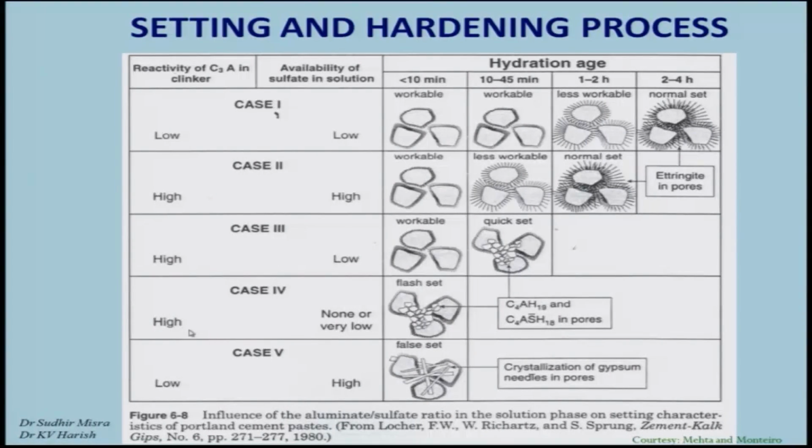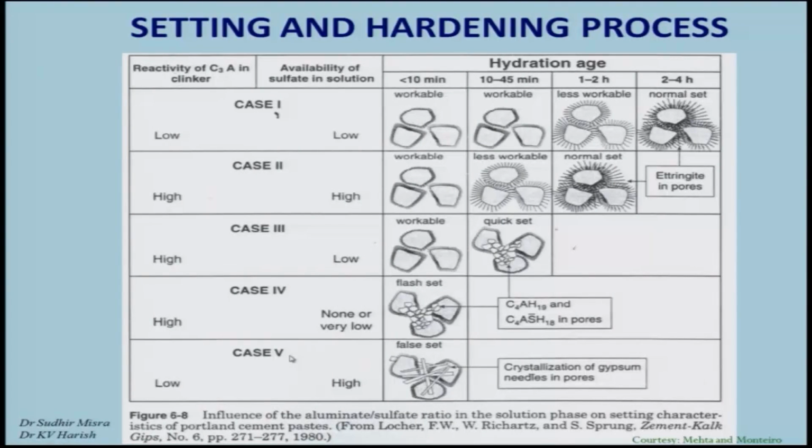and the fourth case where you have high amounts of C3A and low amounts of sulfate or almost 0% of sulfates, then what you find is that within 10 minutes the entire mixture sets, and this is primarily due to the formation of hydrogarnet and monosulfoaluminates and other calcium aluminate hydrates. And remember that we do not prefer case 3, case 4.